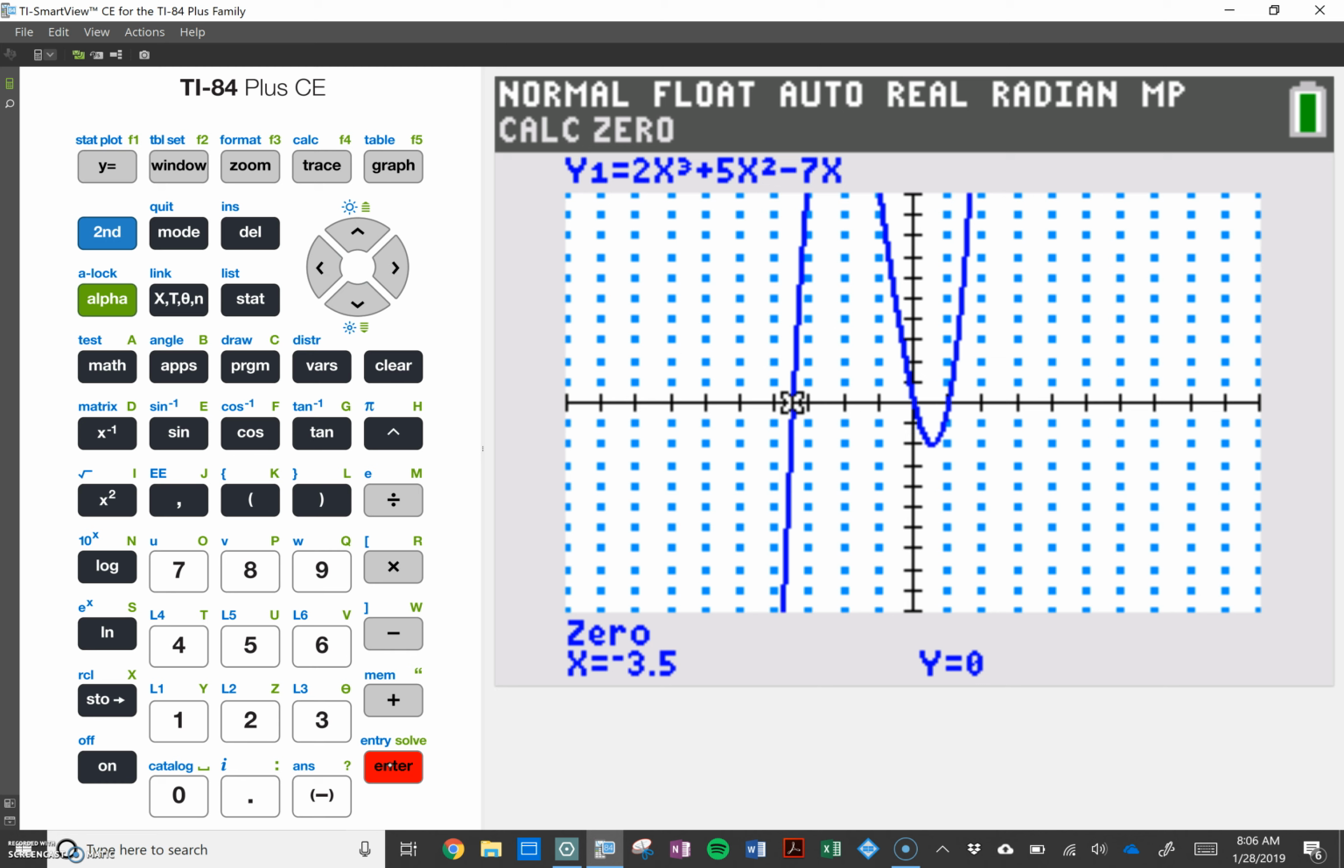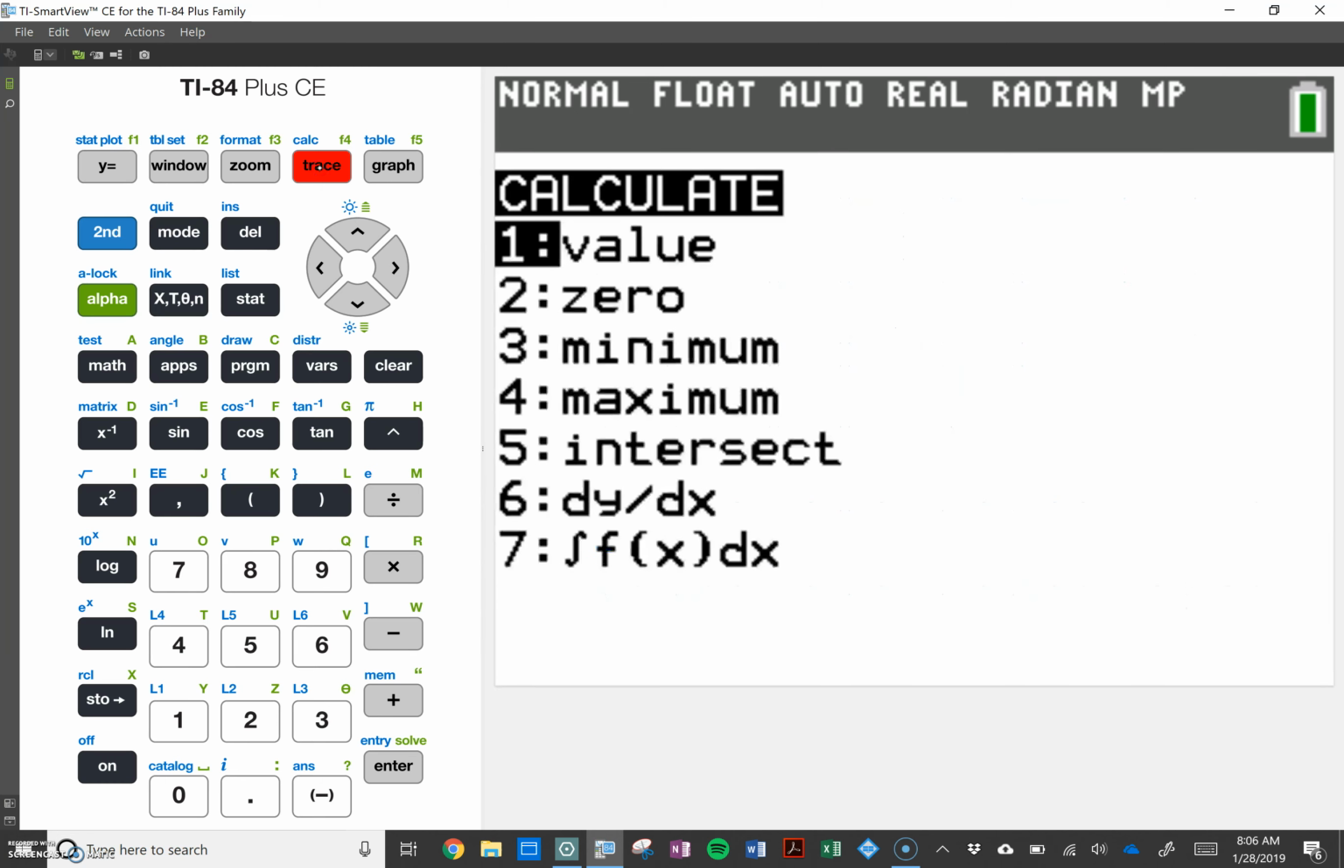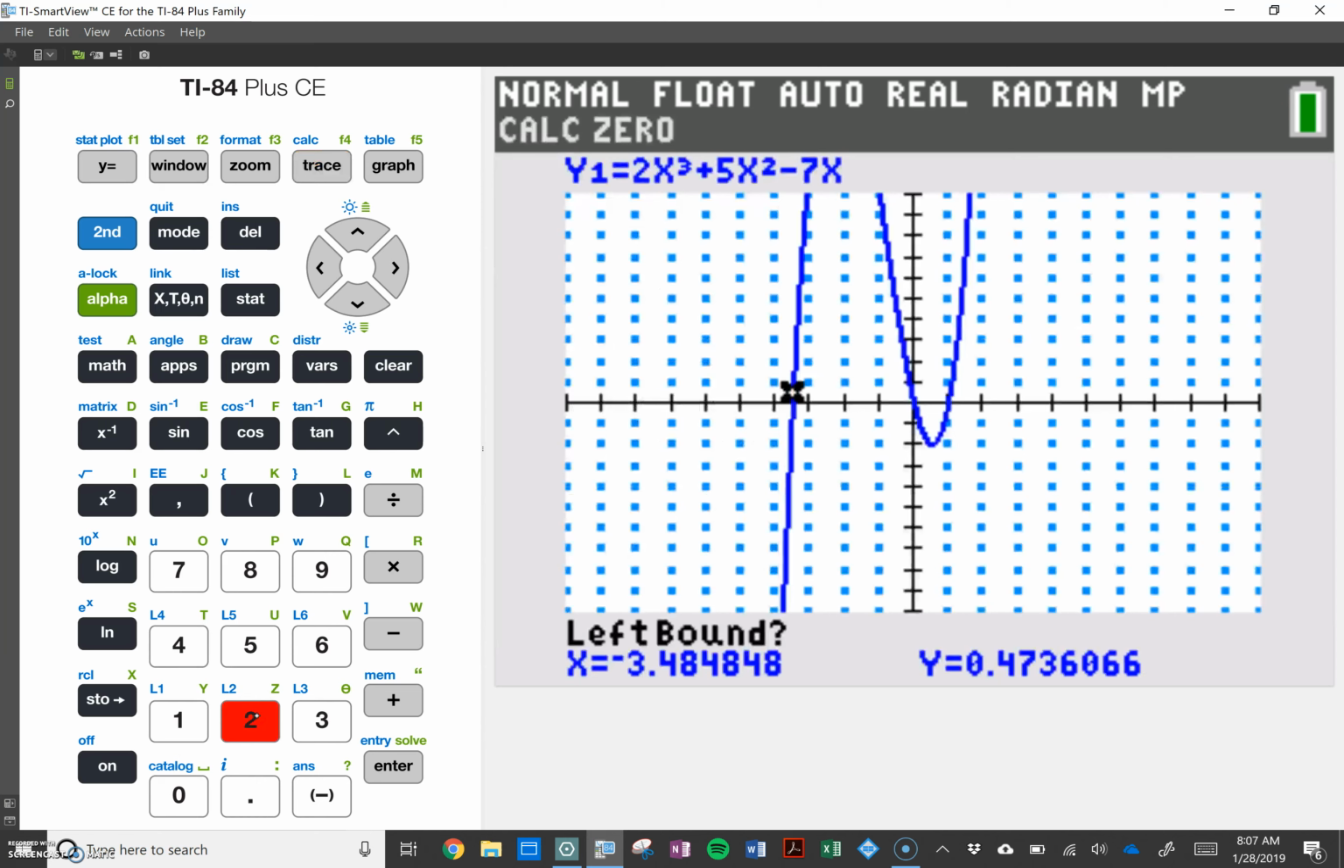So what you can see here is as you're working through these, some people prefer the intersection method. Some people prefer to have the 0 method, but it's good to be able to do both of them. And as I would go through, you're just doing the same process, a left bound, a right bound, and then entering a third time. And in both cases, you're going to get the same answers.